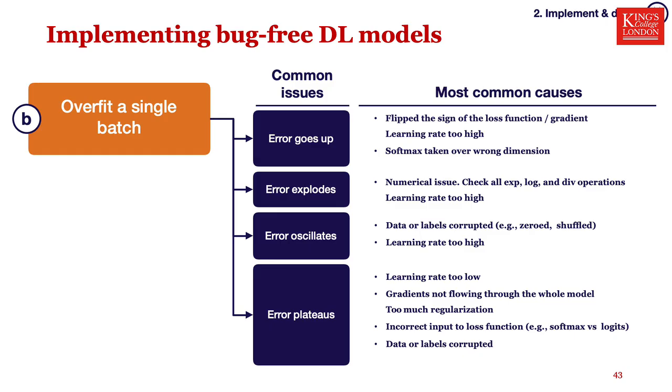You might also have the incorrect type of input to loss functions, for example giving softmax to a loss function that is expecting logits and things like this, and the label and the data itself might also be corrupted. All of these could be symptoms of the model having issues when you cannot overfit on a single batch. Obviously, if the error goes down, then you know you are overfitting on a single batch and the model is doing what it's supposed to do.